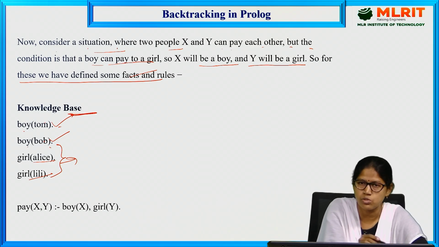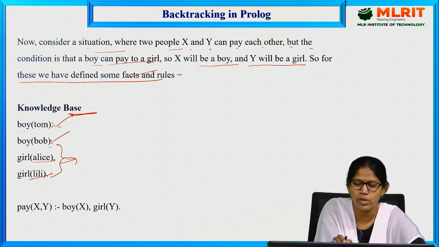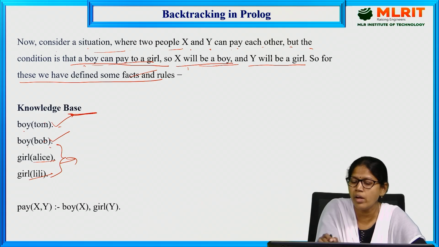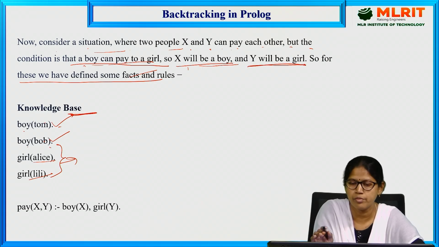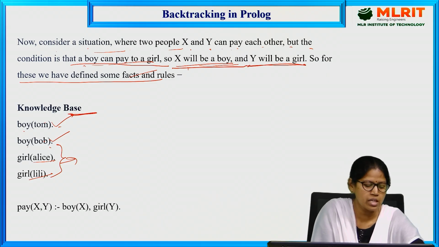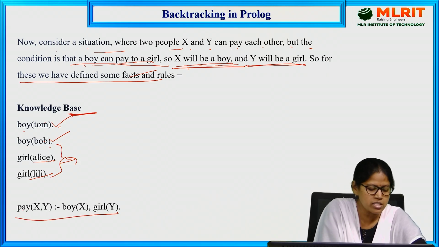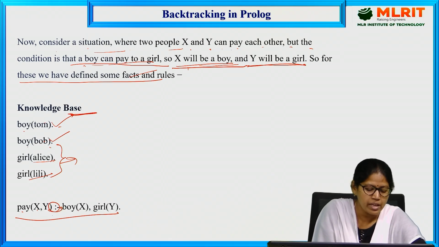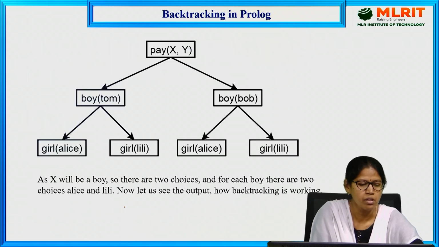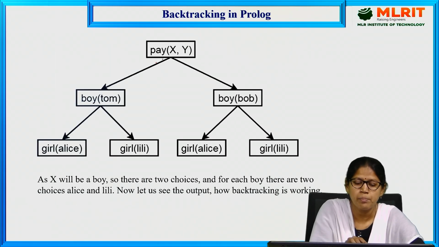Now consider a situation where two people, X and Y, can pay each other, but the condition is that a boy can pay to a girl. So X will be a boy and Y will be a girl. If Y is a girl, then X has to pay. That is the scenario. For that, the condition is pay(X, Y) implied, when X is a boy, Y is a girl. This is the condition. So look here, pay(X, Y), X is a boy and Y is a girl.